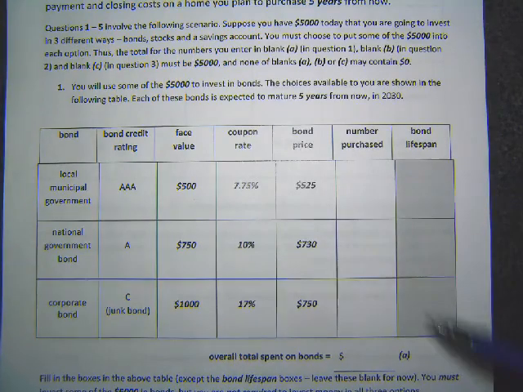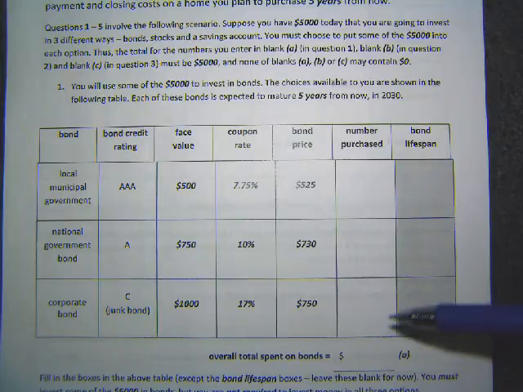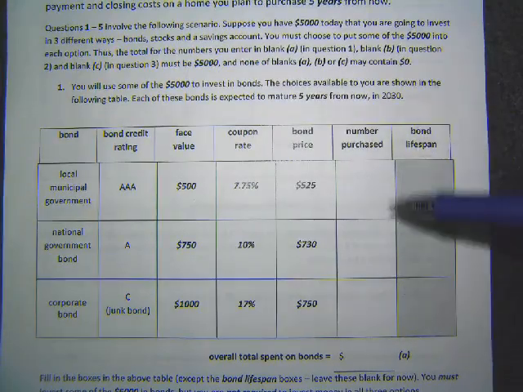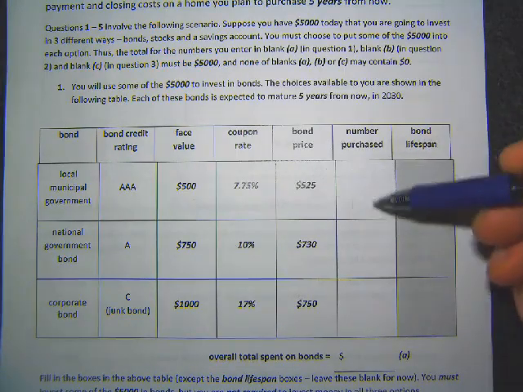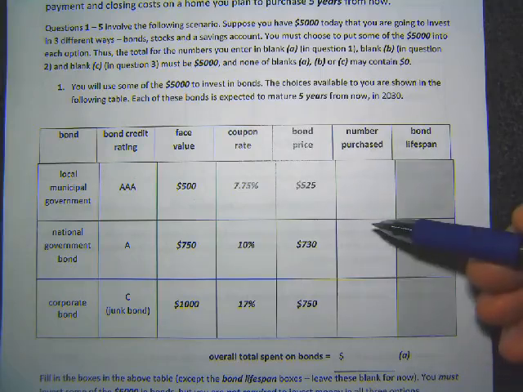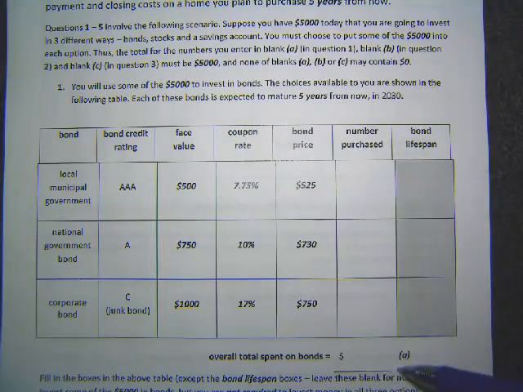So you get to choose which ones you want to buy, how many you want to buy. Figure out, if you buy, per se, a couple of these local municipal government bonds, say I bought 2 of those, I'd take that bond price times 2, and that'd be how much goes down here. If you have multiple bonds, you just have to find the total of how much you spent, and overall you spent on bonds, that goes in that blank.